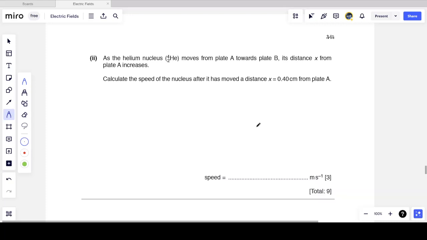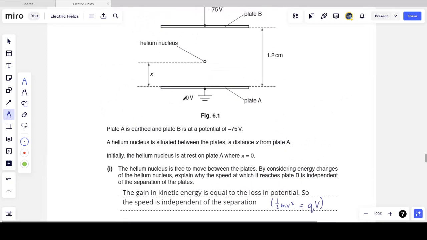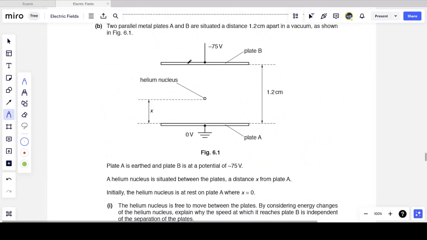Now the next question says, as the helium nucleus, with mass number 4 and atomic number 2, moves from plate A towards plate B, its distance x from plate A increases, and they want us to calculate the speed of the nucleus after it has moved a distance 0.4 centimeters from plate A. What we remember from one of our previous questions is that as we go away from plate B towards plate A, the potential difference in magnitude drops from 75. So it'll drop from minus 75 to minus 50 to minus 25 to 0 at some point.